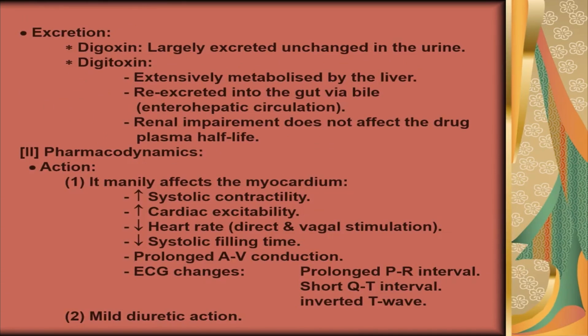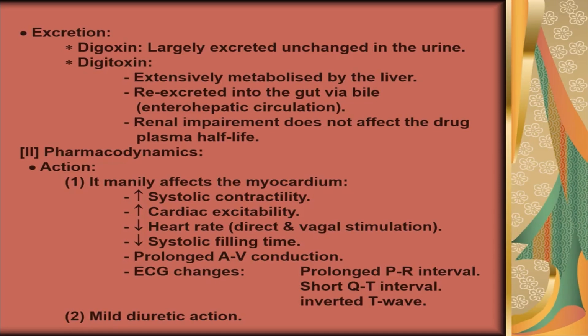Excretion. Digoxin is largely excreted unchanged in the urine. On the other hand, digitoxin is extensively metabolized by the liver and re-excreted into the gut via the bile. It has enterohepatic circulation. Renal impairment does not affect the drug plasma half-life or concentration.